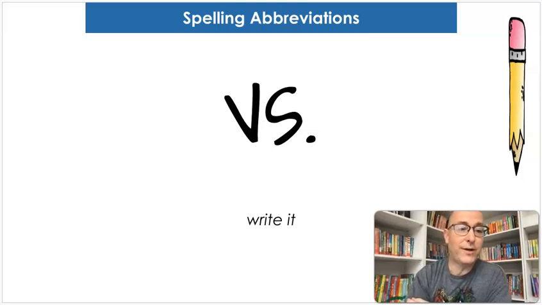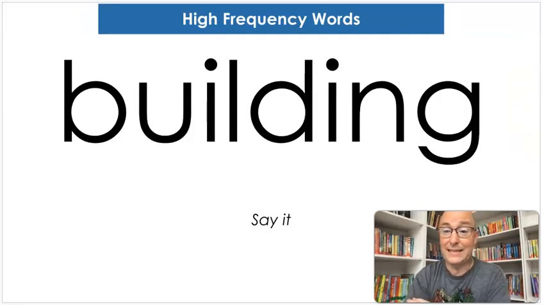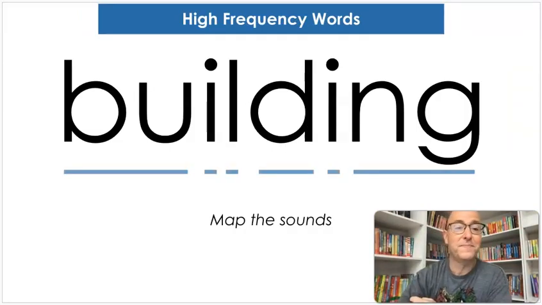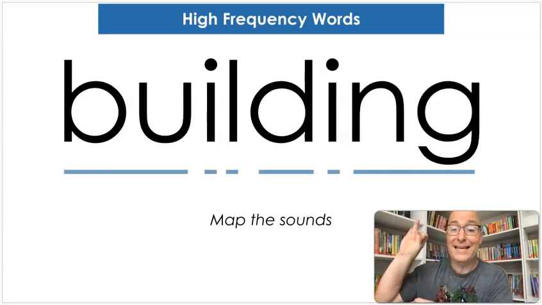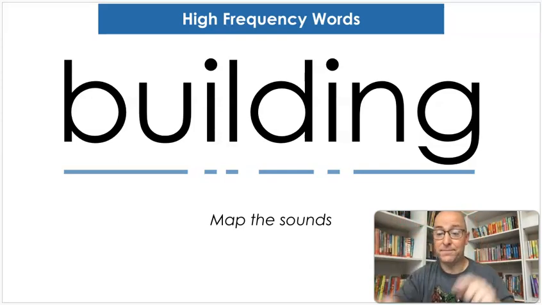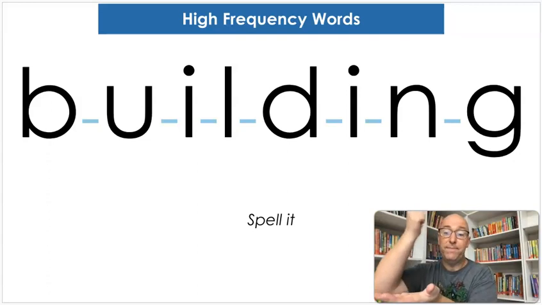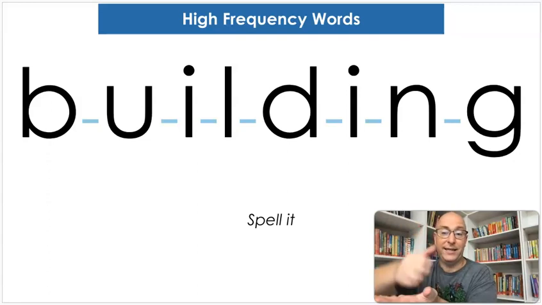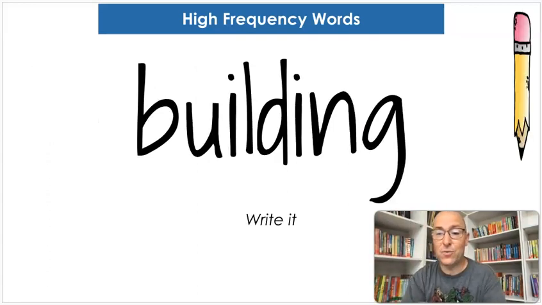All right, let's do our two high frequency words, which are not abbreviations. Our first one is building. Say building. Map the sounds. B, I, L, D, I, ng. Building. Let's spell it. B, U, I, L, D, I, N, G. Building. And now write it. B, U, I, L, D, I, N, G.